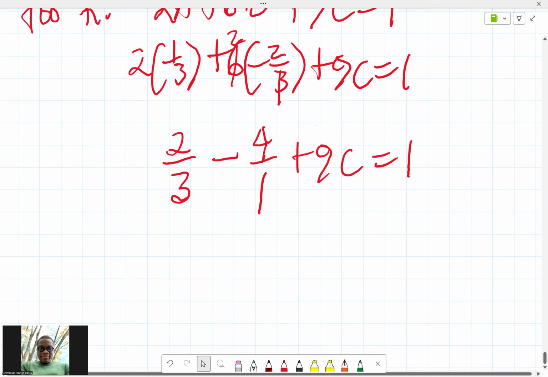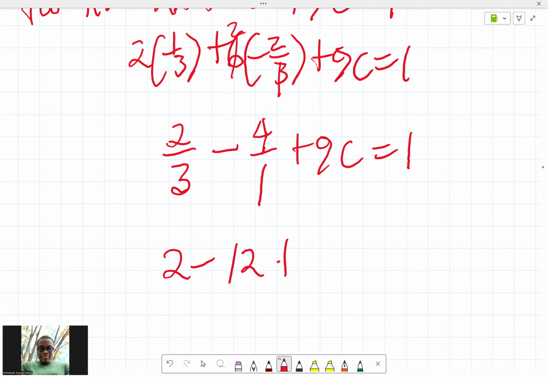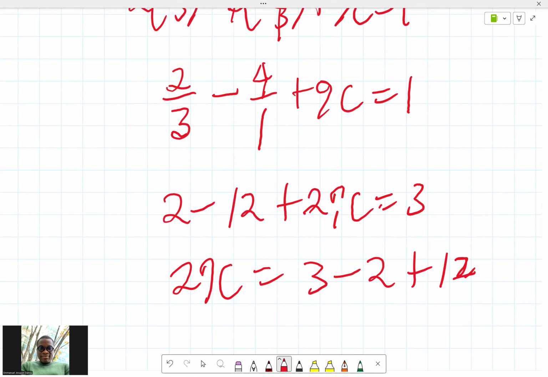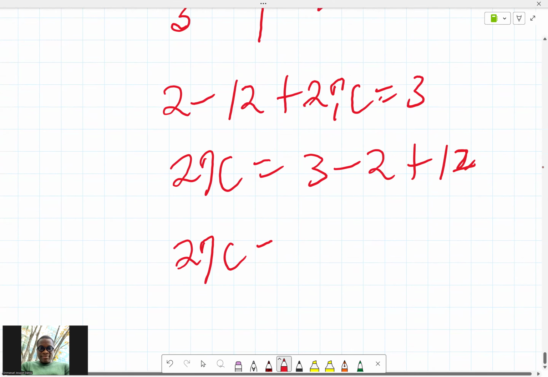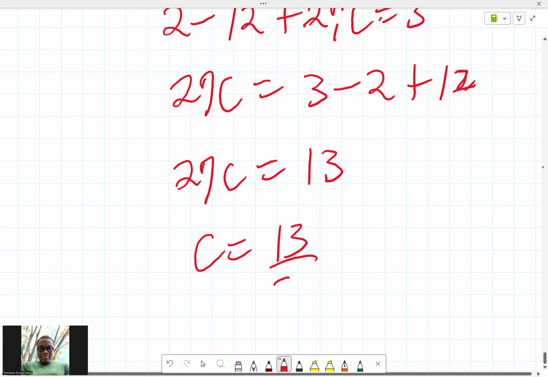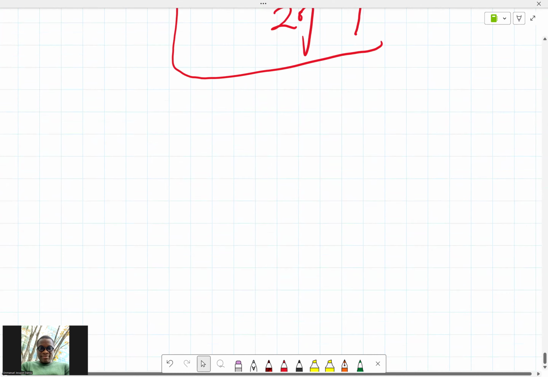Well, I like to just remove fractions, so I can multiply by 3. So I have 2 minus 12 plus 27c equals 3. Okay, so that means 27c is equal to 3 minus 2 plus 12. So that's 27c equals 13. So again, c is equal to 13 over 27. Okay, so we have a, b, c. All the undetermined coefficients have now been determined.